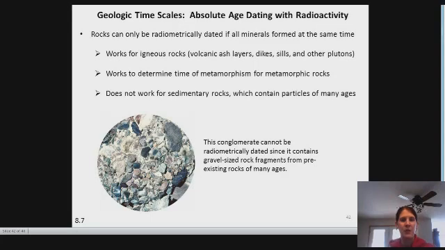But it cannot work for sedimentary rocks, because sedimentary rocks, by definition, are pieces of sediment eroded off of a variety of rocks that are all deposited in one region and then undergo lithification. So a conglomerate cannot be radiometrically dated because it contains rock fragments from pre-existing rocks of many ages.